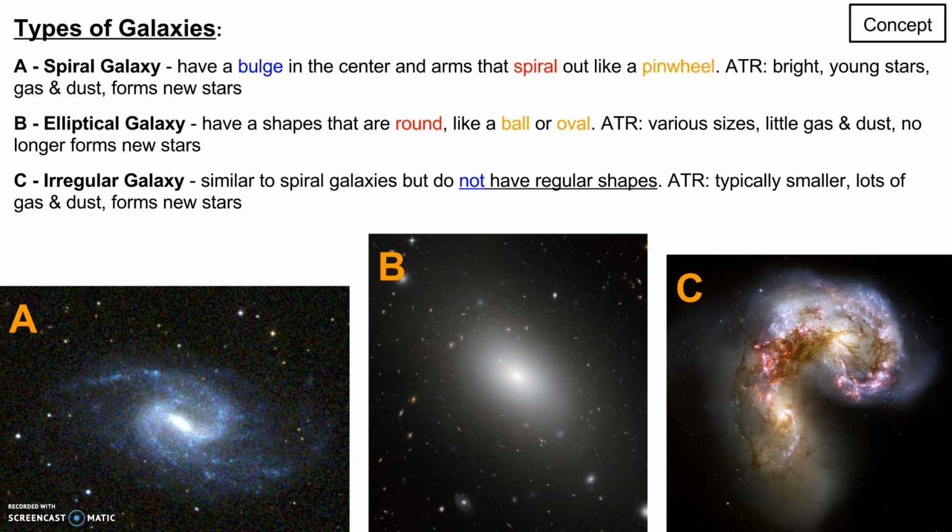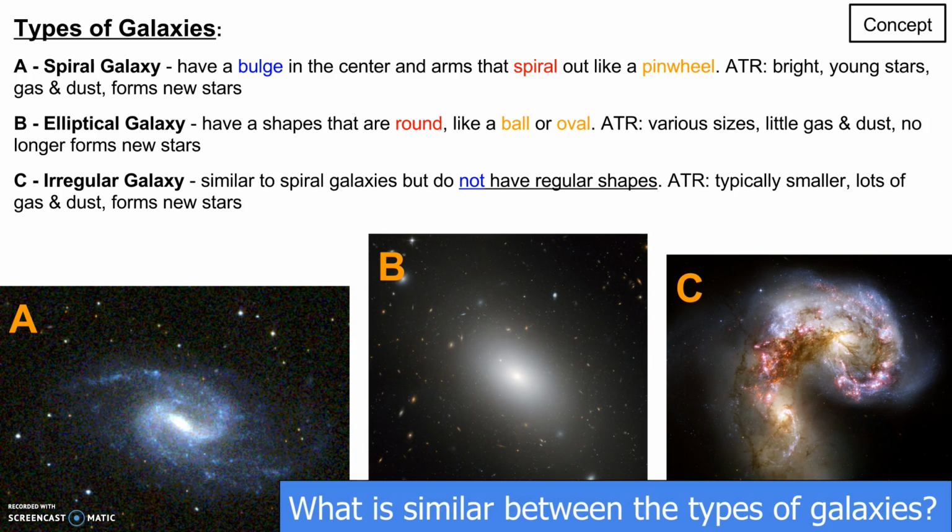And then finally, our third image here are irregular galaxies. And these are similar to spiral galaxies, but they do not have regular shapes. So they're typically smaller, lots of gas and dust, and they also form new stars. I want you to take a moment to think, what are some similarities between these types of galaxies?